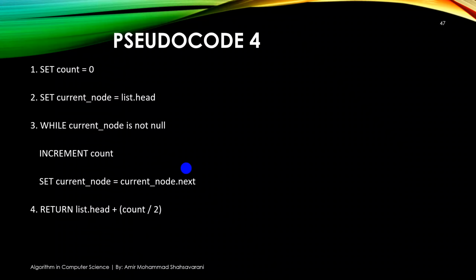At last, we return list.head, where list.head is set to current node plus count divided by 2. It's half of the count. Okay? List.head plus this would give us our middle element.